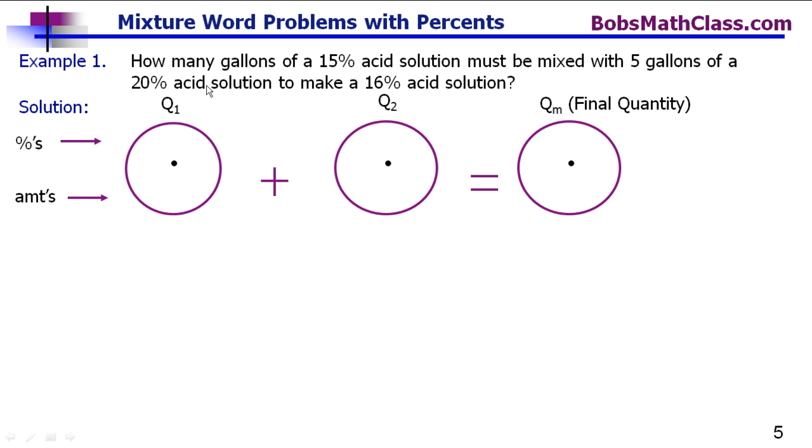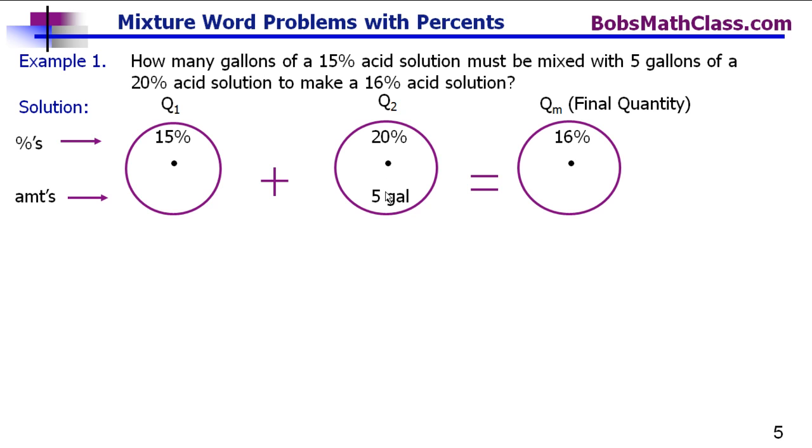So we have a 15% and a 20% that we're adding together. And then we want to make a 16%. Yeah, that's going to go right here. And that's good because that final percent is in between the first two. So now our amounts. We have this 5 gallons. Does that 5 go with the 15% or with the 20%? So read it carefully. Sometimes you have to read these over and over to understand what they're saying here. 5 gallons of a 20%. So, right, it goes with this 20%.